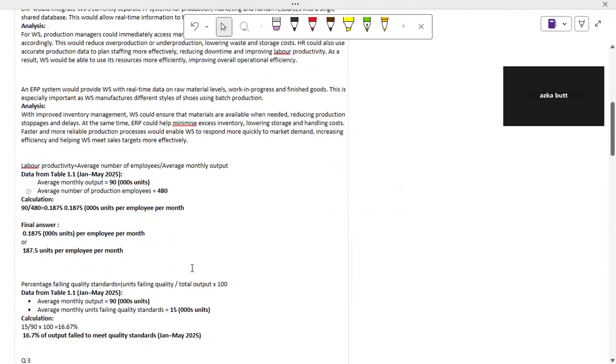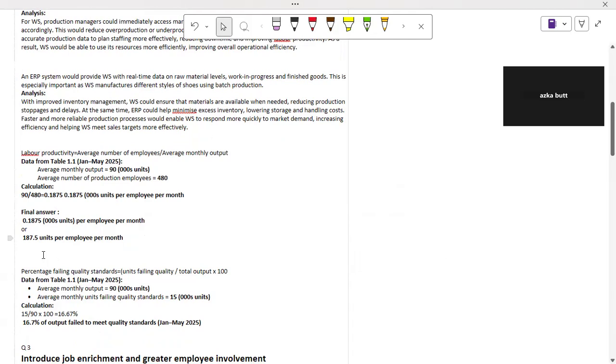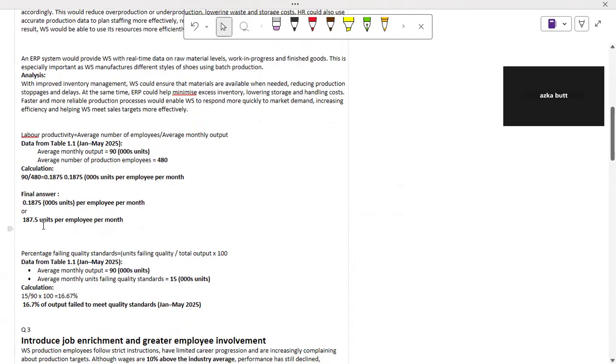Okay. After that, in the second question, we need to find out the labor productivity. And here we know the formula. We need to simply divide the average monthly output by the average number of employees. The average monthly output given in the question is 90,000 units and the average number of production employees is 480. So if it is divided, it is equal to 187.5 units per employee per month. So it means each employee is producing 187.5 units. Okay, and approximately we can say 188.